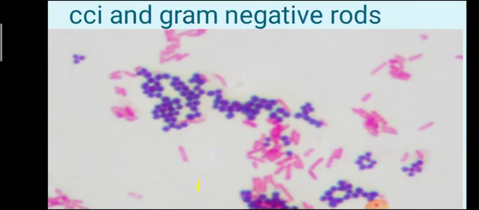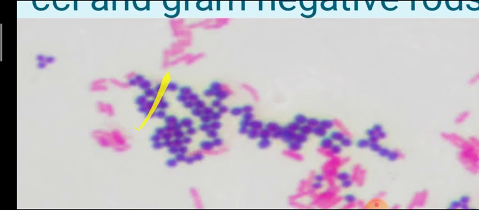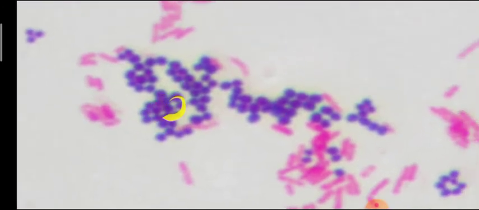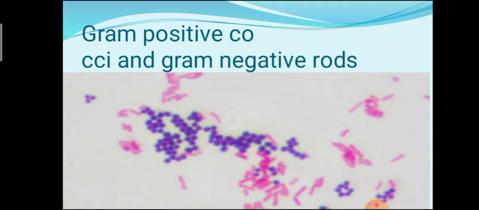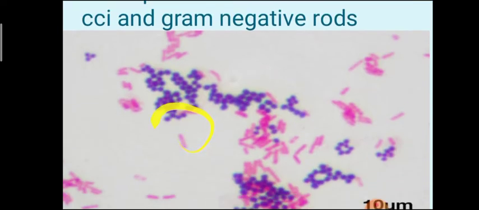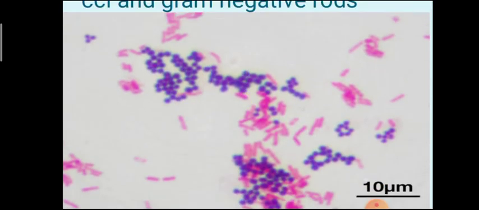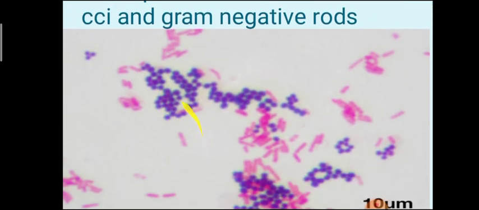Okay guys, you are looking here at the bluish bacteria and the pinkish bacteria. The round-shaped bacteria that appear in blue color are known as gram-positive cocci. Why do we call them gram-positive cocci? Because they are round in shape and appear in blue or purple color. So this is gram-positive bacteria. While the rod-shaped bacteria are known as gram-negative bacteria, and we consider them gram-negative rods because they appear in rod shape.